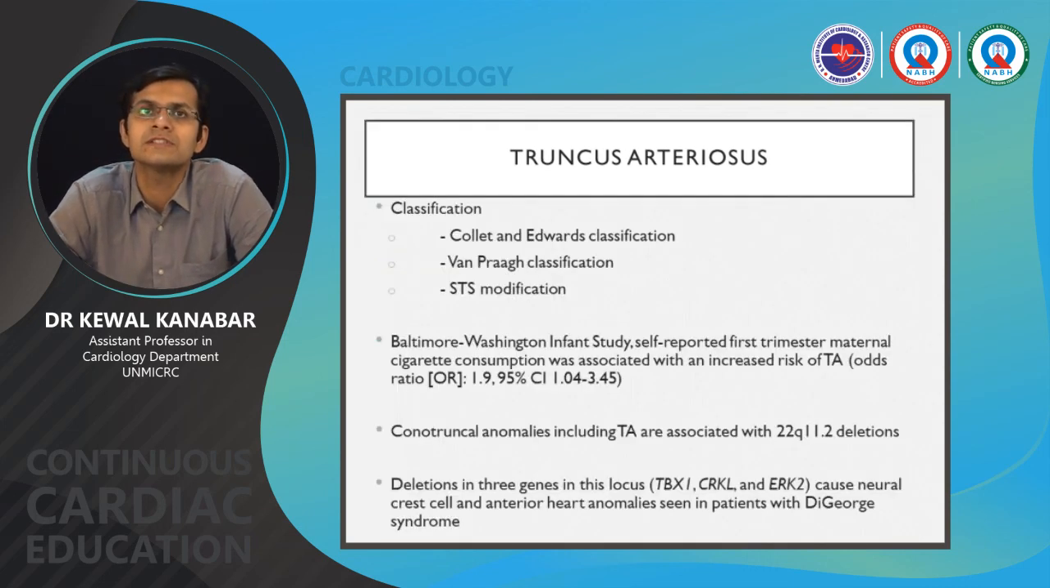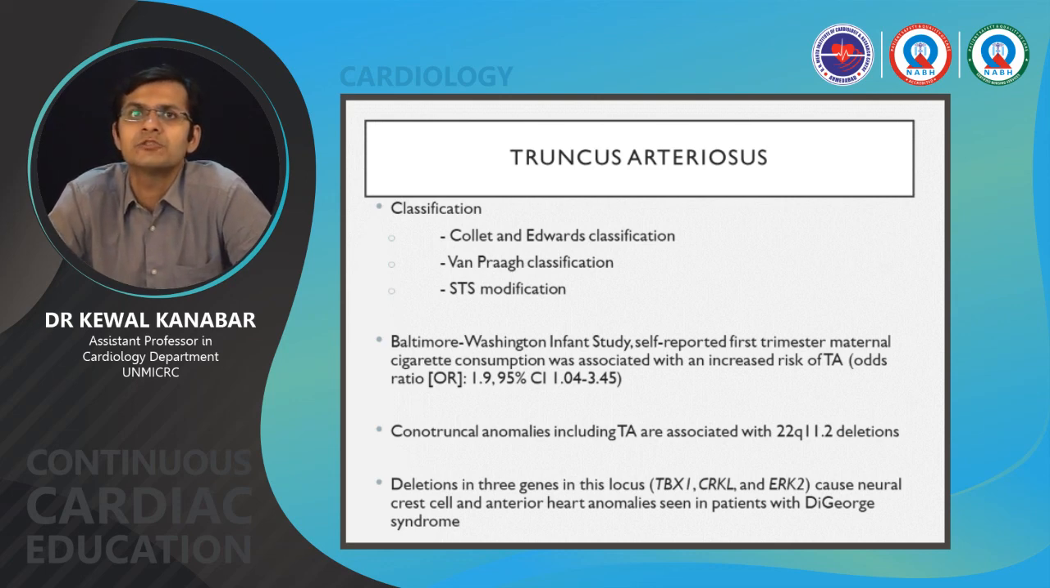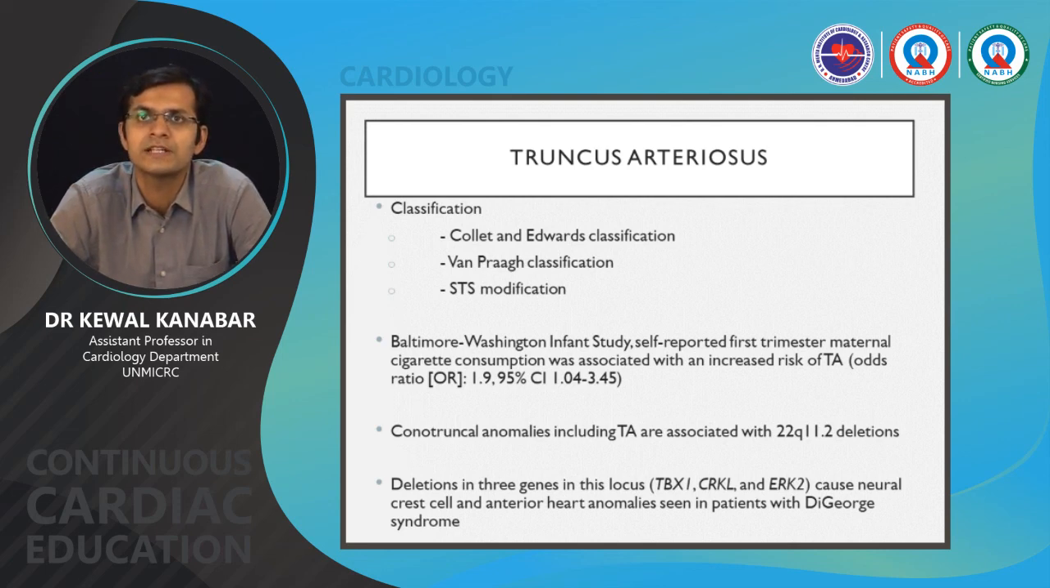The truncus arteriosus is classified as per several classifications like the Collett and Edwards classification and Van Praag's classification. The most commonly used is the Collett and Edwards classification, right? It has been shown that cigarette consumption is associated with increased risks of truncus arteriosus, and conotruncal anomalies including truncus are associated with 22q11 deletions, right? Deletions in certain genes like TBX1, CRKL and ERK2 are associated with development of truncus arteriosus.